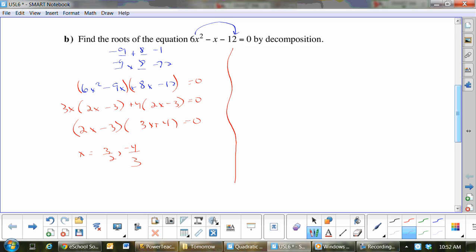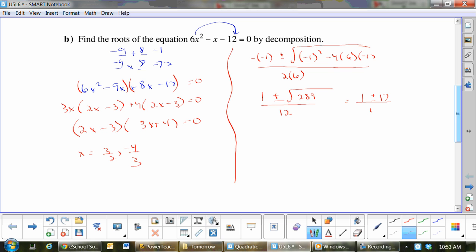Okay. So if I go -(-1) plus or minus the square root of (-1) squared minus 4 times 6 times -12, and I divide that by 2 times 6, this gives me 1 plus or minus. If I just figure out all the work underneath, I get the answer 289, and that's all over 12. Now, if I take the square root of 289, it's actually 17. So this is the same thing as 1 plus or minus 17 all over 12.